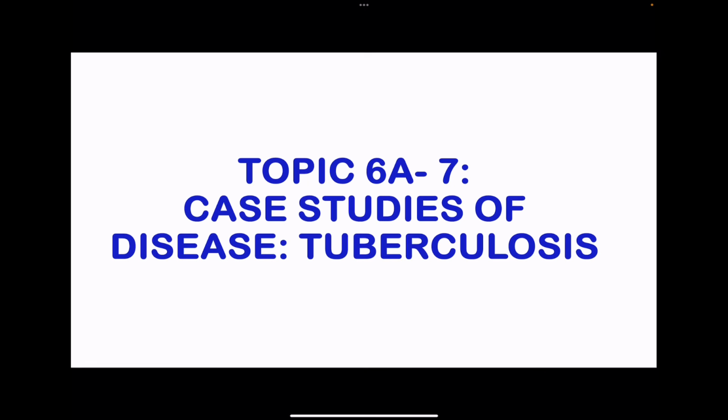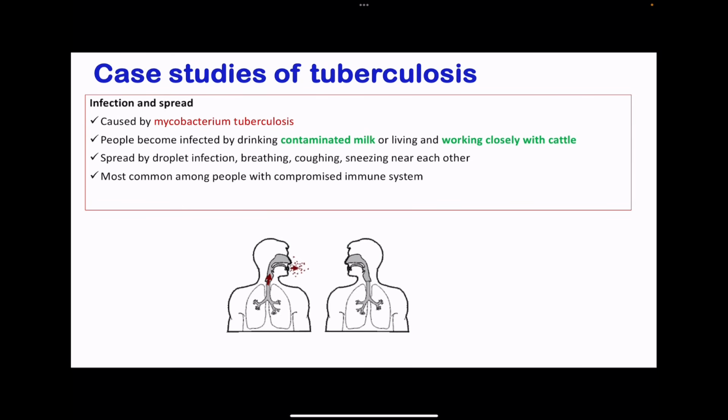Moving on to case studies, we're going to begin with case 1, tuberculosis. Tuberculosis is caused by Mycobacterium tuberculosis, and this could be from drinking contaminated milk or from working closely with cattle. However, it can be transmitted from one person to another through water droplets as one person talks, breathes, coughs, or sneezes. Then the droplets can be transferred to another person, and that can cause infection. Tuberculosis is more severe among people who have a compromised immune system.